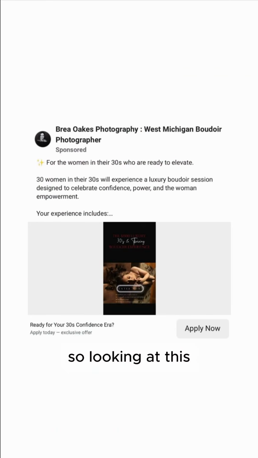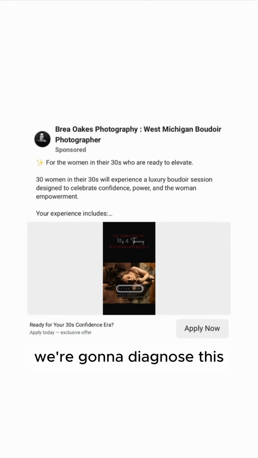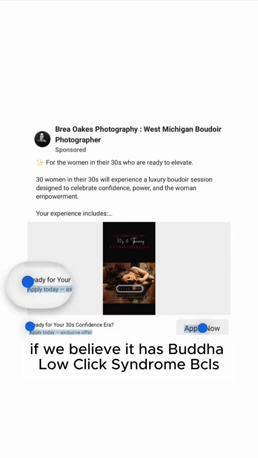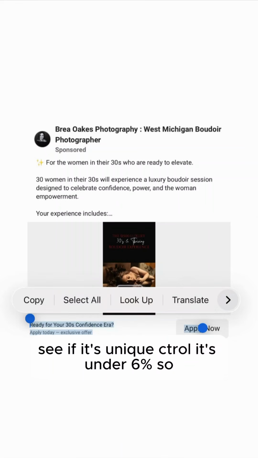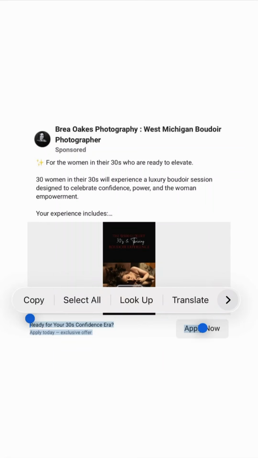So looking at this, we're going to diagnose if we believe it has Boudoir low click syndrome, BLCS. See if its unique CTR is under 6%. So, unique CTR. So let's see.